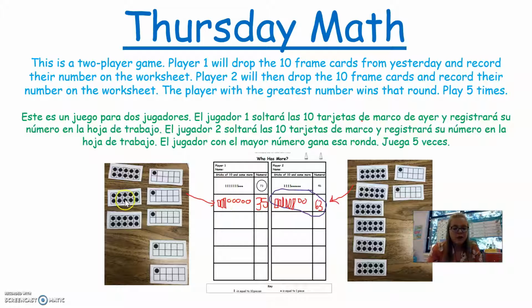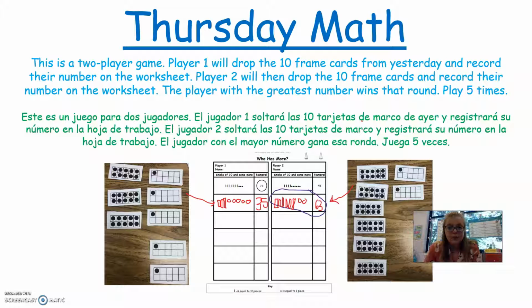So here I dropped 3 groups of 10s. I drew 3 rods. And I dropped 1, 2, 3, 4, 5 ones, so I did 5 circles for my ones. Then I saw I have 3 groups of 10s and 5 ones. That's number 35. If I check, I have 10, 20, 30, 31, 32, 33, 34, 35. Then player 2 is going to go.